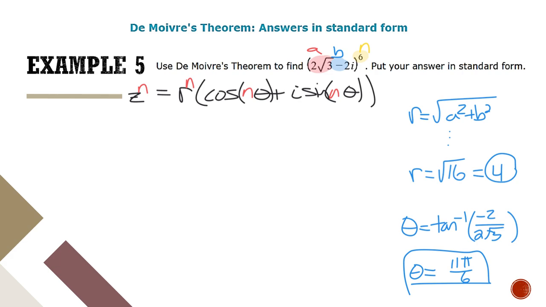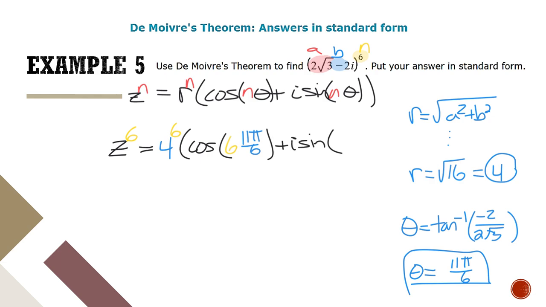So in this case, we're going to do z to the 6th power is equal to r, which we just found was 4, and we're doing that to the 6th power. And now it's cosine of n theta. So our n again is 6. Our theta we just found is 11 pi over 6. And then we have plus i times the sine of n theta. Close those brackets. In this case, again, we have n, which was 6, and then our theta was 11 pi over 6. So now we just have to simplify that.